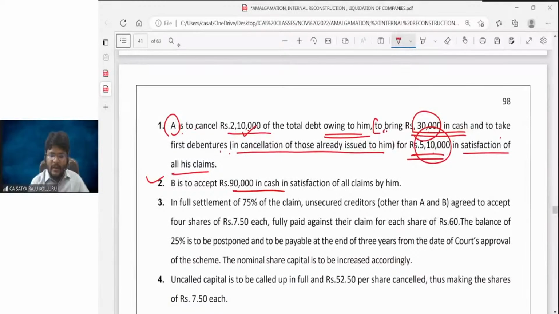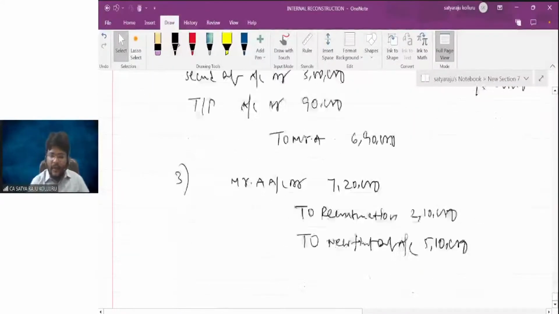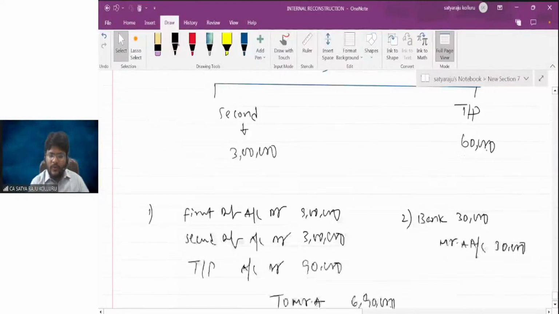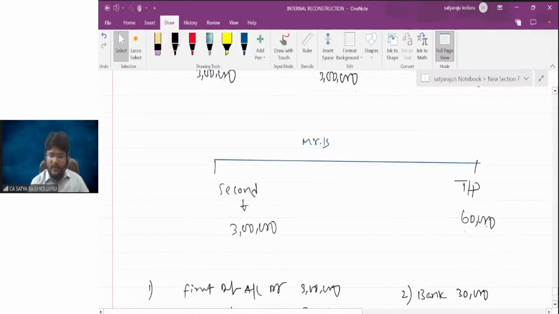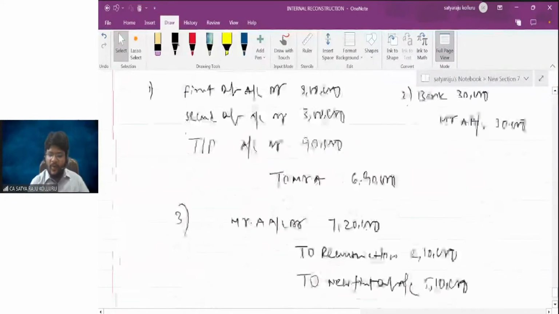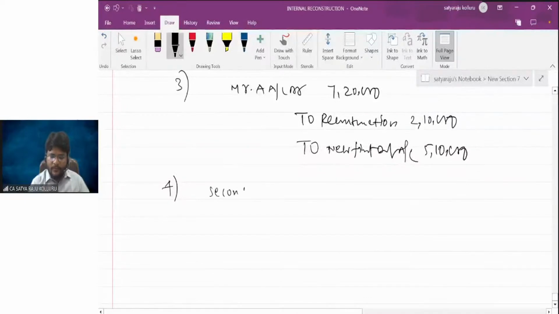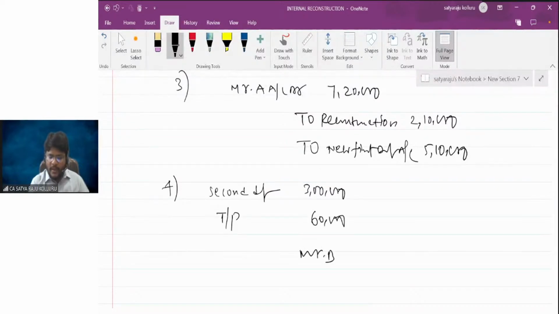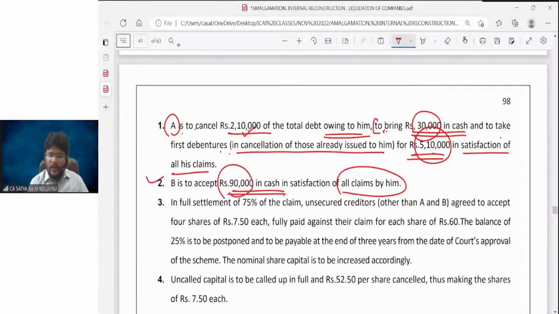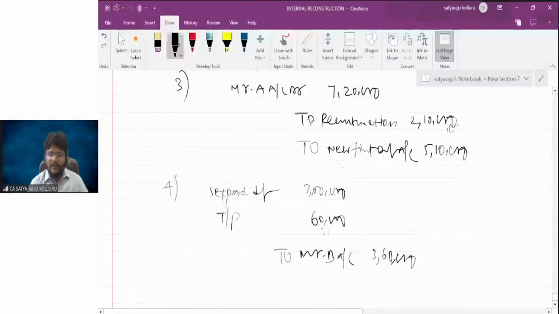B is to accept 90,000 in cash in satisfaction of all claims by him. All claims by him means, first, how much amount is payable to Mr. B? First, you need to check. Mr. B: second debentures 3 lakhs, trade payable 60,000. So debit the second debentures for 3 lakhs, trade payables for 60,000. So total amount payable to Mr. B is 3 lakh 60,000. Of this 3,60,000, only 90,000 is paid. The remaining entire amount is sacrificed.